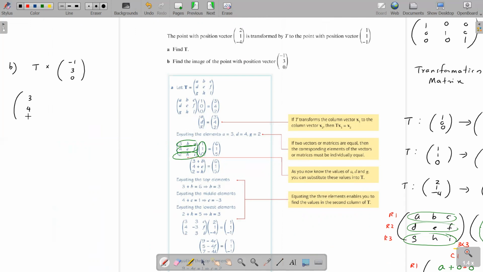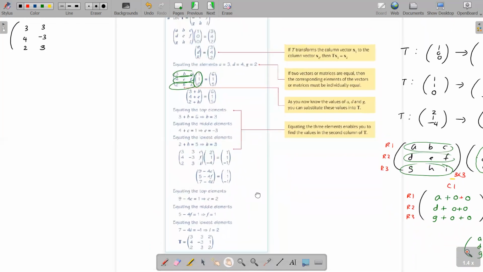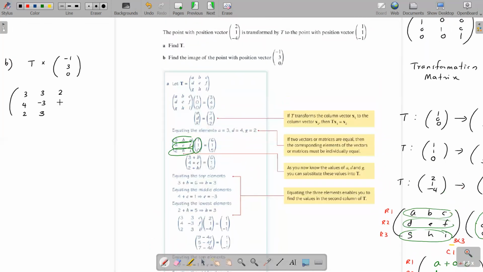Transformation matrix T is what? 3, 4, 2, 3, minus 3, 3. What was C, F, I? C, F, I is 2, 1, 2, right? Into minus 1, 3, 0. Can't you multiply this and get the answer? 3 by 3 with 3 by 1. So get the answer here. The first row multiplied with the first column.